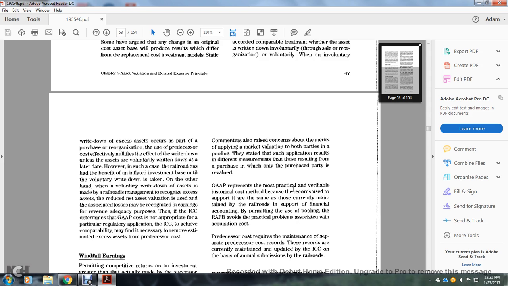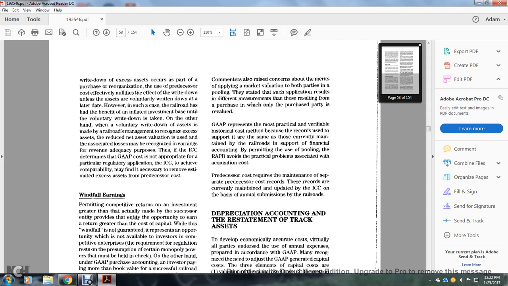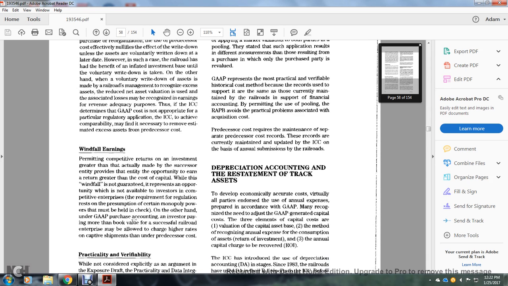However, in such a case, the railroad has a benefit of the inflated investment base until the voluntary write-down is taken. On the other hand, the voluntary write-down of the assets may be a railroad management recognizing and assessing assets, reducing net valuation, issued by the associated loss recognized in earnings for the revenue adequacy purposes of the Interstate Commerce Commission. Determining the government accounting auditing principal cost appropriate for the particular regular application, the Interstate Commerce Commission, to achieve comparability, may find it necessary to remove estimated excess assets over the predecessor costs.